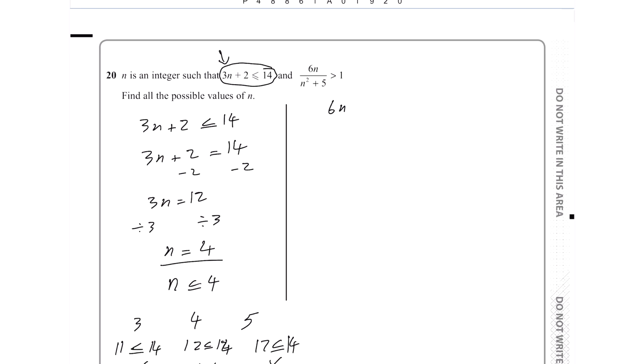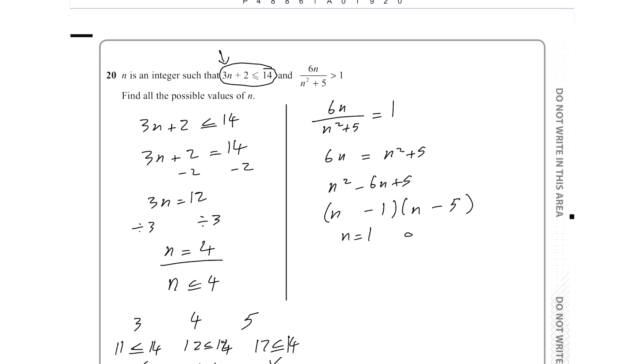So this can be written as 6n over n squared plus 5 is equal to 1. Times each side by n squared plus 5, so that means 6n is equal to n squared plus 5. Now if I rearrange this, we end up with n squared minus 6n plus 5. We can factorize this: two numbers that multiply to give us 5 and add to give us minus 6. Those are them, so n is equal to 1, or n is equal to 5.